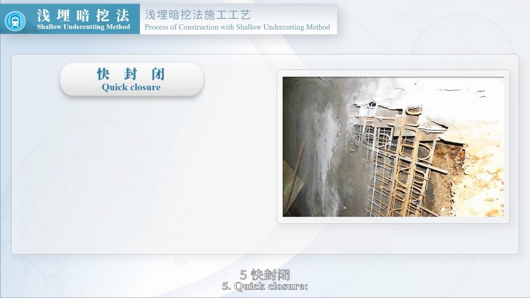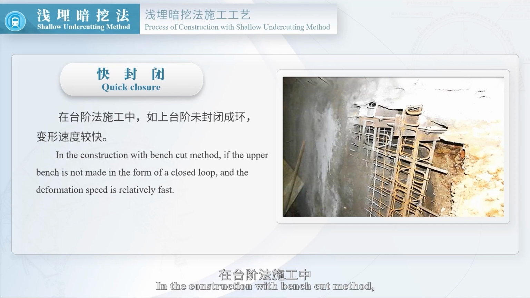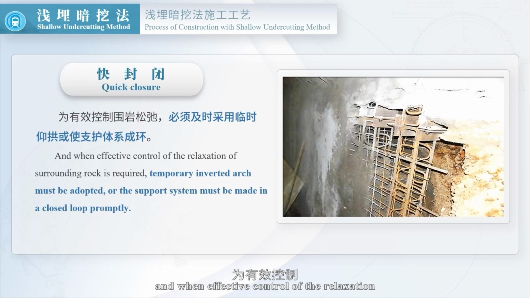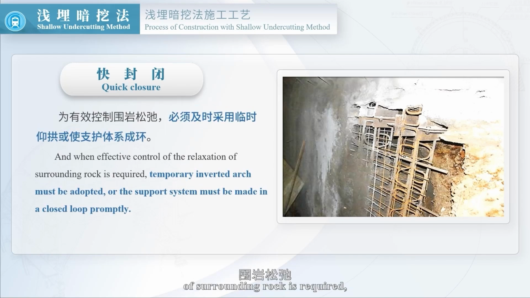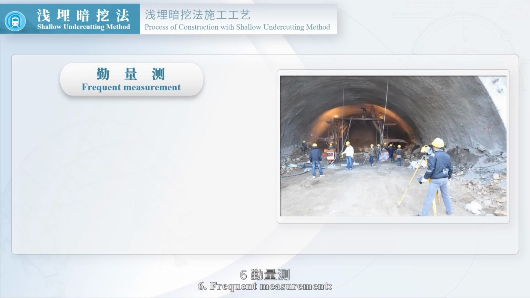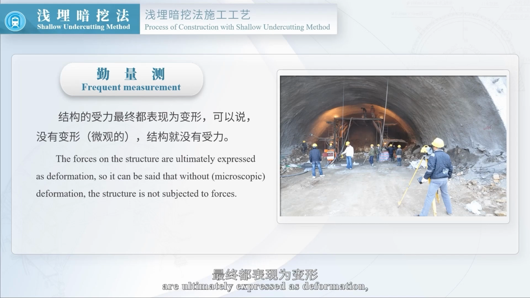5. Quick closure. In the construction with bench cut method, if the upper bench is not made in the form of a closed loop, and the deformation speed is relatively fast, and when effective control of the relaxation of surrounding rock is required, temporary inverted arch must be adopted, or the support system must be made in a closed loop promptly.